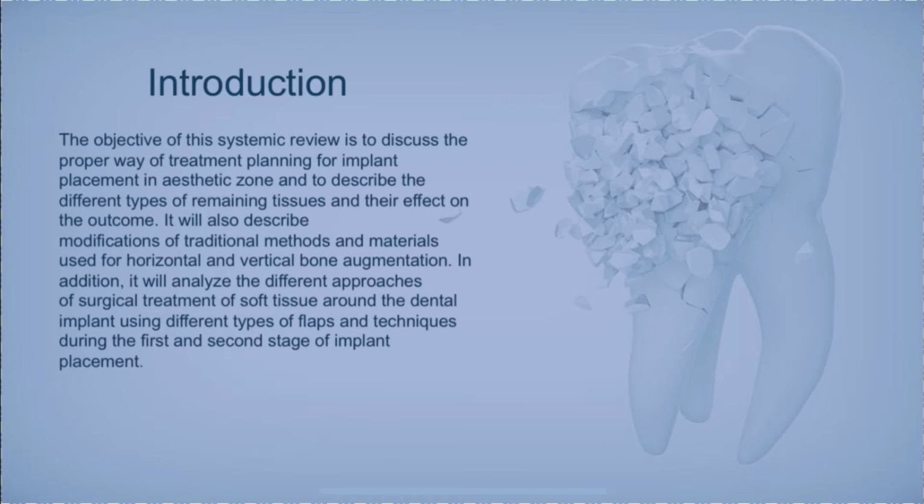The objective of this systemic review is to discuss the proper way of treatment planning for implant placed in the aesthetic zone and to describe the different types of the remaining tissues and their effect on the outcome. It will also describe modifications of traditional methods and materials used for the horizontal and vertical bone augmentation, and in addition, it will analyze the different approaches of surgical treatment of soft tissue around the dental implant using different types of flaps and techniques during the first and the second stage of implant placement.